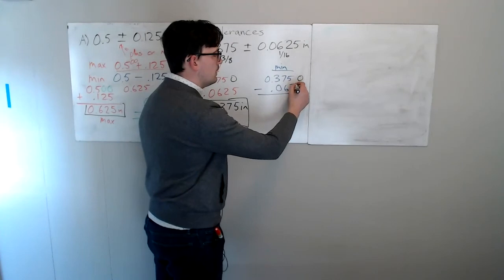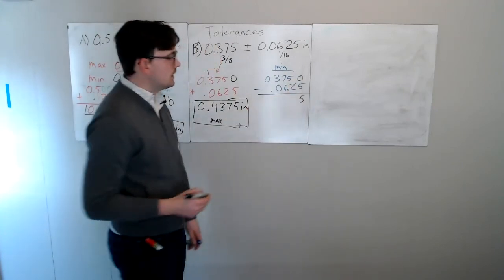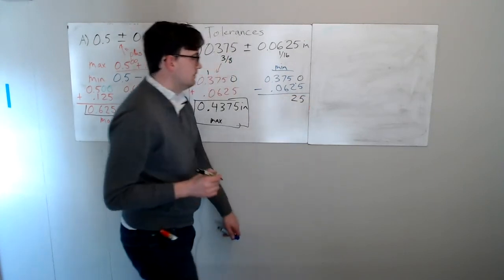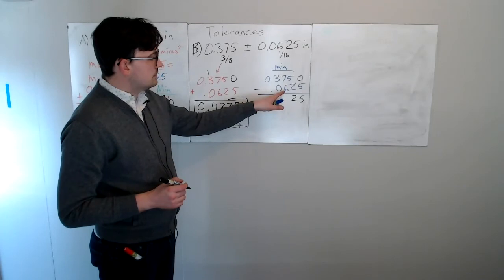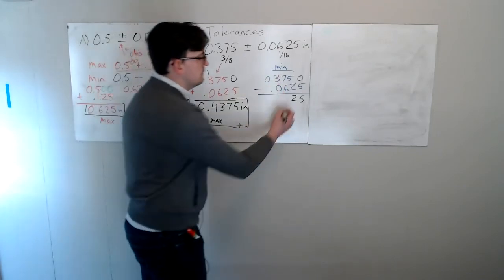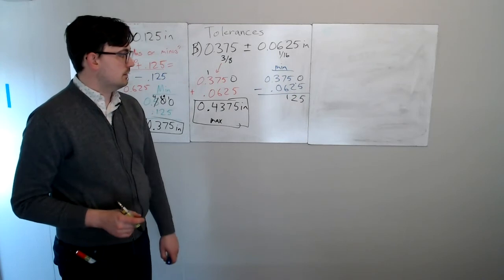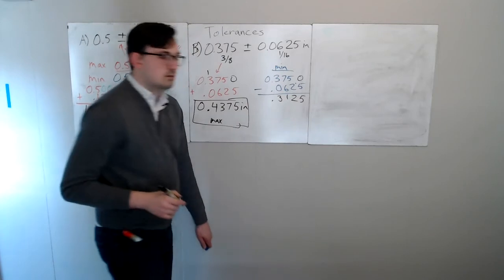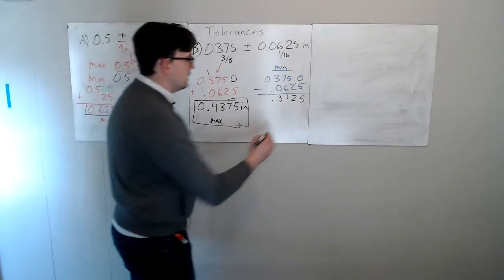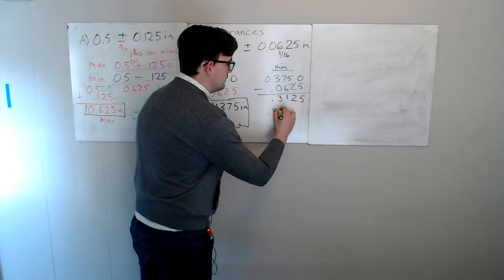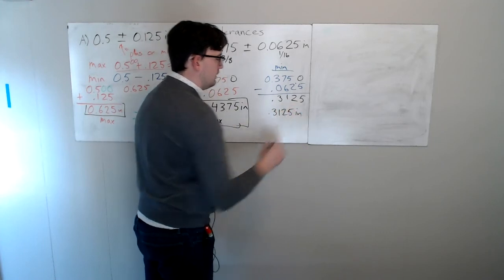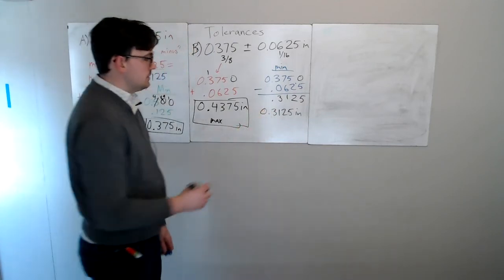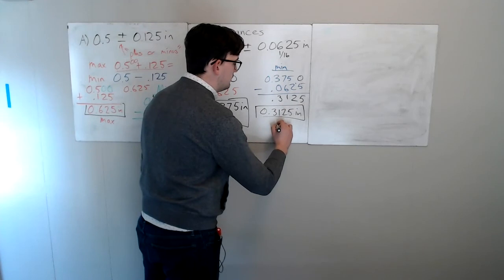I'm going to carry a 1. This becomes 2 plus 1 is 3. 3 plus what gets me to 5? Yep, that's 2. And then I've got 6 plus something gets me to 7. I know that's going to be 1. So I can say, okay, this is going to be 0.3125. Or I could say, hey, our minimum dimension is 0.3125 inches. That's going to be our minimum.